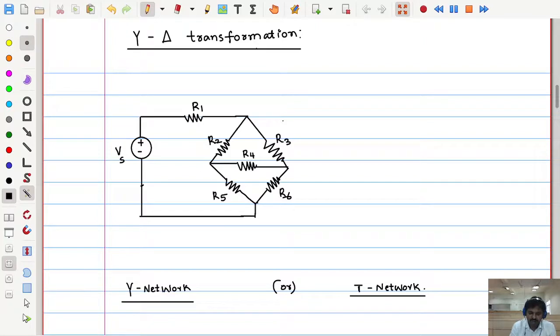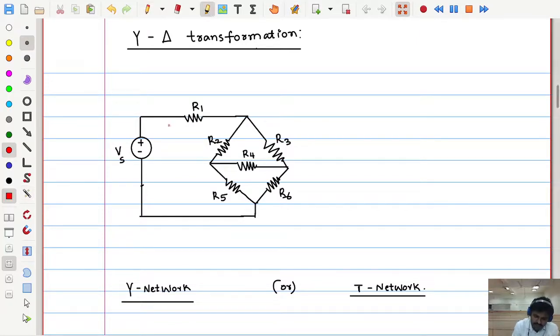So this star or delta kind of configuration will be identified. Then once we transform this star or Y connection into a delta connection, or delta into Y connection, once we do this kind of transformation, then we will come across some elements that are either in series or in parallel. So from that point of view we would like to study this star delta transformation. So let us see what is the star or Y, what is the delta, or some other name which is pi. So we will see these things.